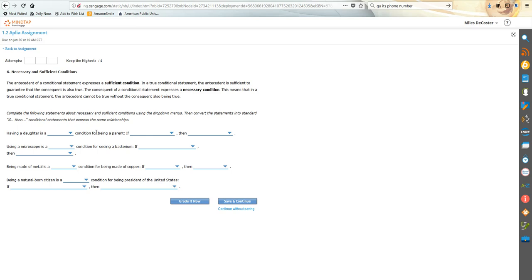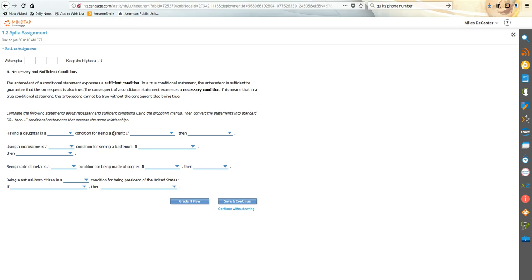Right? That's the way to think about necessary conditions. If it isn't met, does that mean I don't get what I want? So here I want to be a parent. If I don't have a daughter, does that mean I don't get what I want? And I want to say no, right? Because I could have a son and still be a parent.